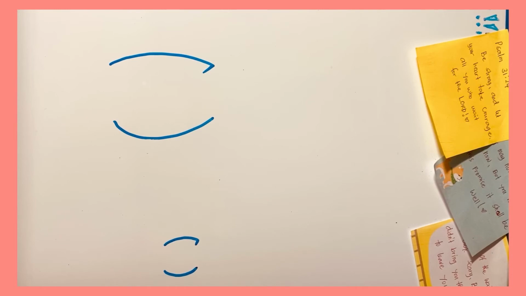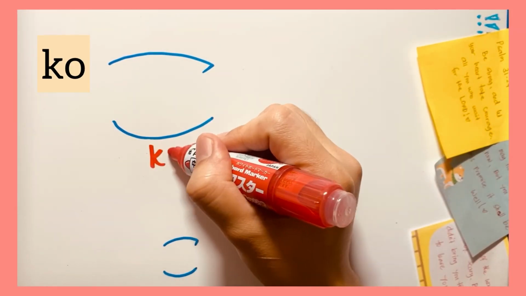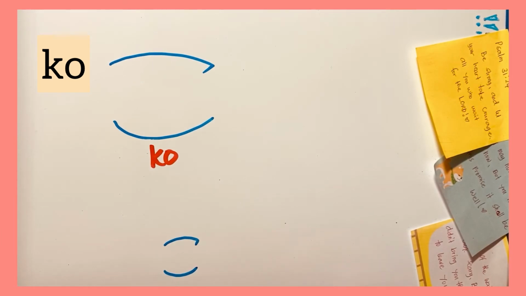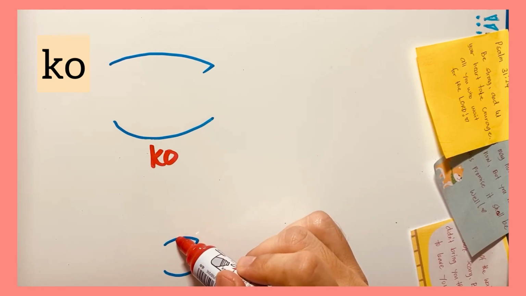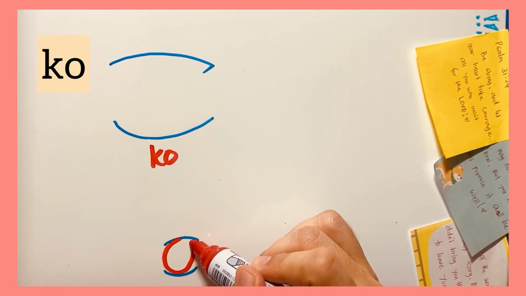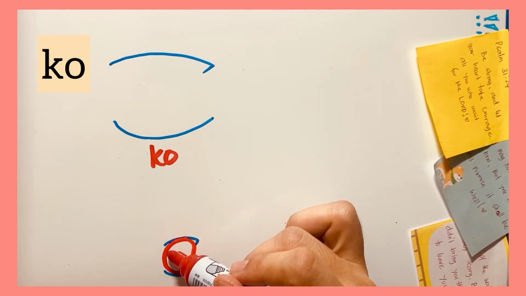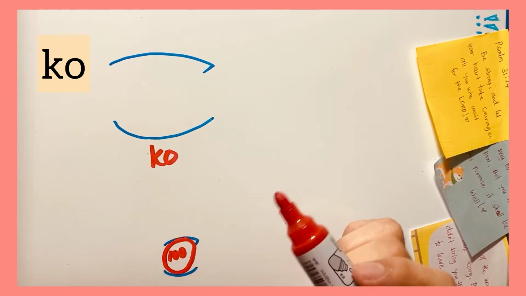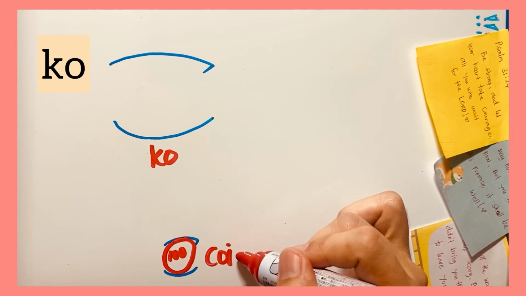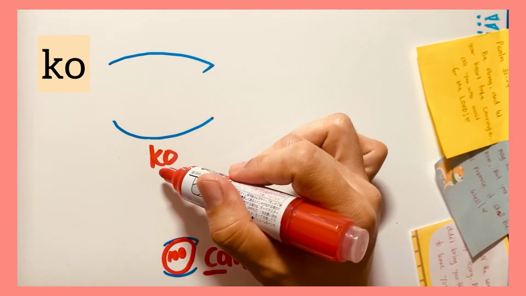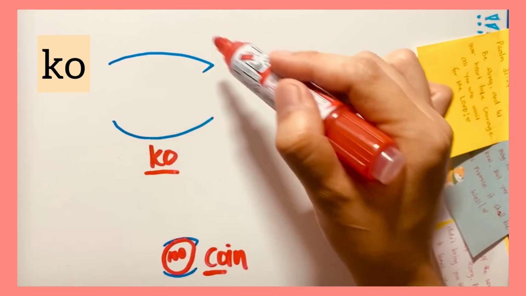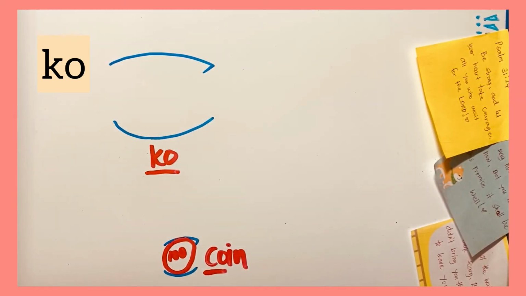So our next character is ko. Ko. Okay. So I want you to imagine this character as a coin. Barya. Okay? This is a coin. For example, this is a 100 coin. Ko. Coin. Ko.